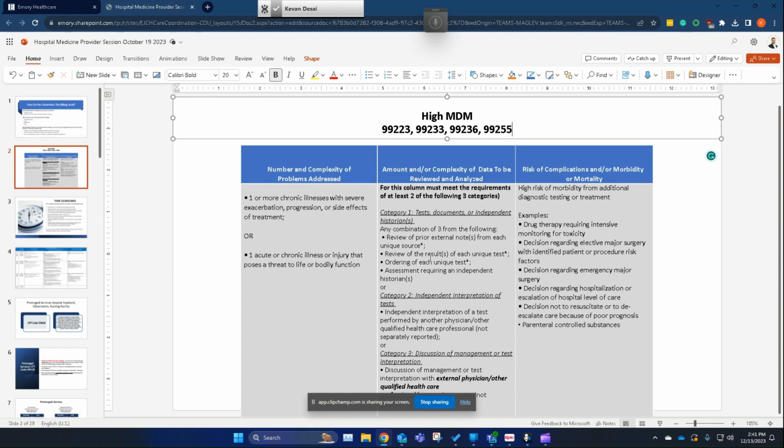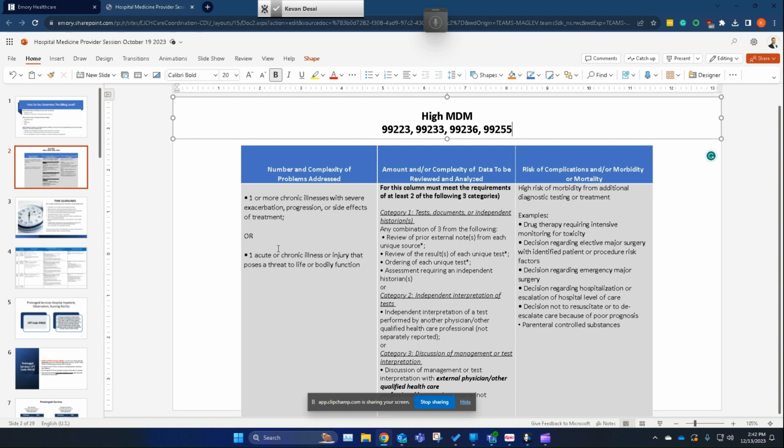This is what you need to bill a level 3 progress note or H&P just based on MDM, medical decision making, not billing based on time. And I'll let you go through this just for the sake of keeping this pretty short.